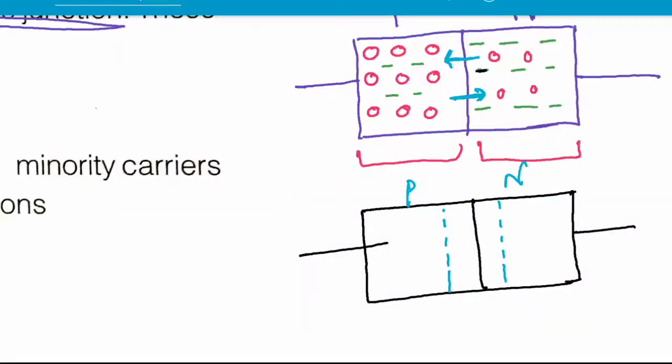As there is movement of the electrons and holes, the holes are coming from the P side to the N side, so this region will be charged due to that movement of the holes, and this region is also charged due to the movement of electrons from the N side.